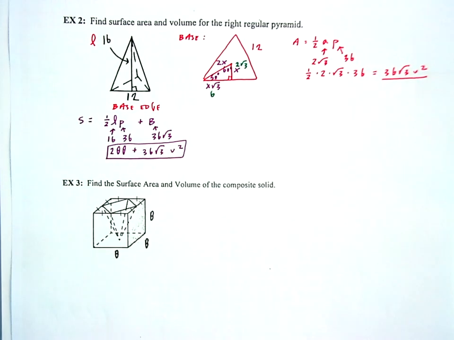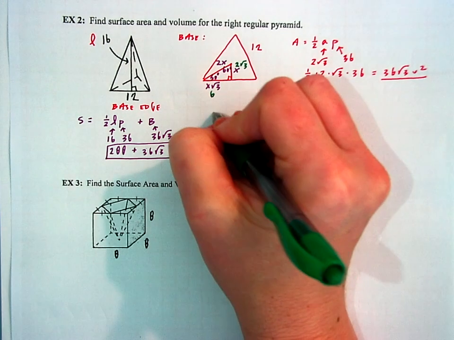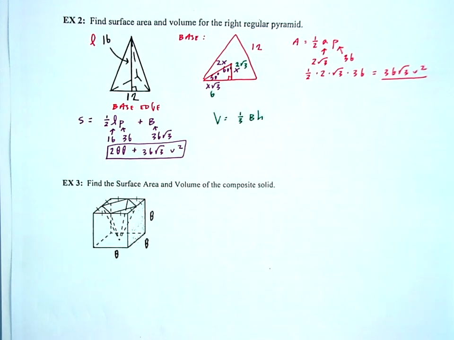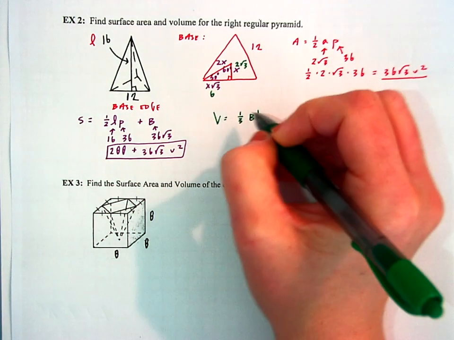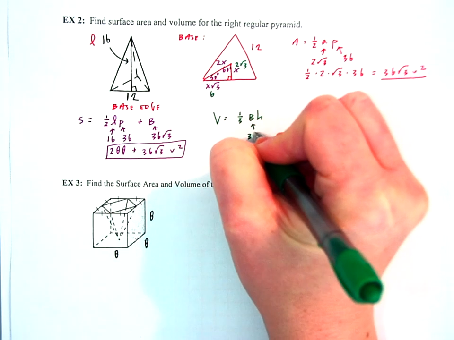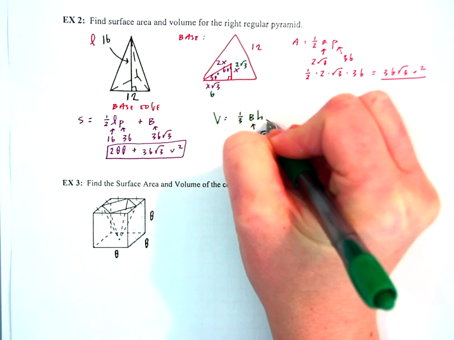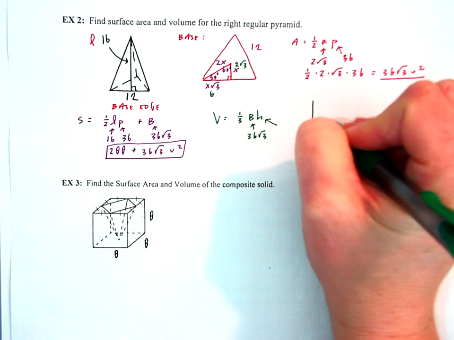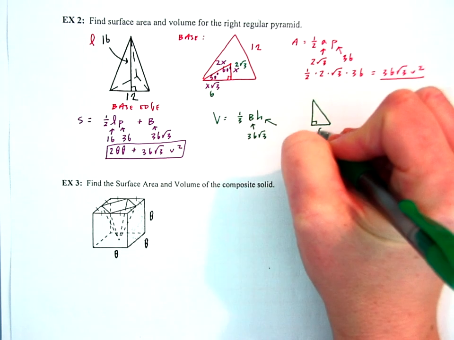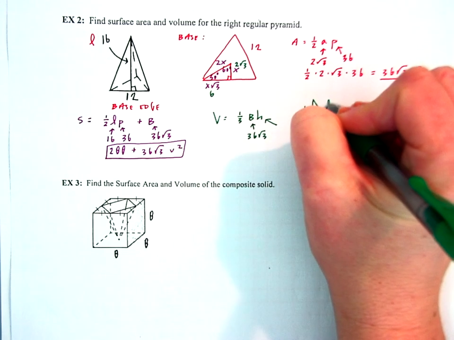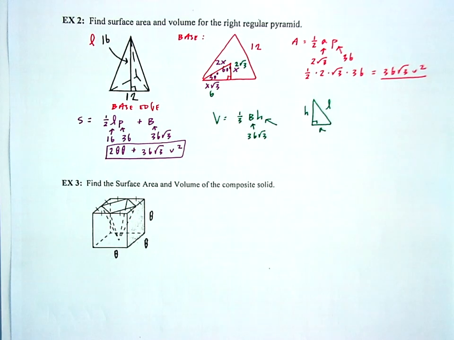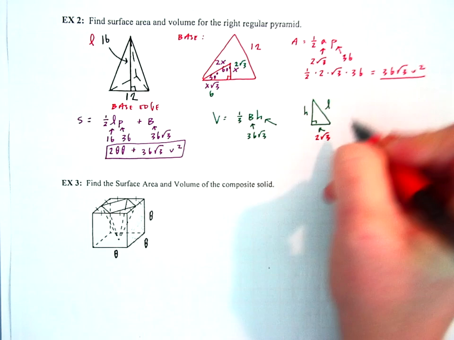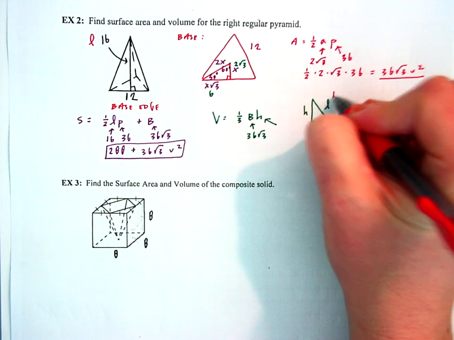Okay, and then lastly, I need to get to volume. So volume is 1/3 the base area times the height. So I know the base area, right? I already got that. I know the base area is 36 √3, but it's my height that I don't know. So I have to go back to that right triangle relationship, where this is my apothem, here's my height, here's my slant height. So right now, what I know is that my apothem is 2 √3. My height, I don't know. My slant height is 16.